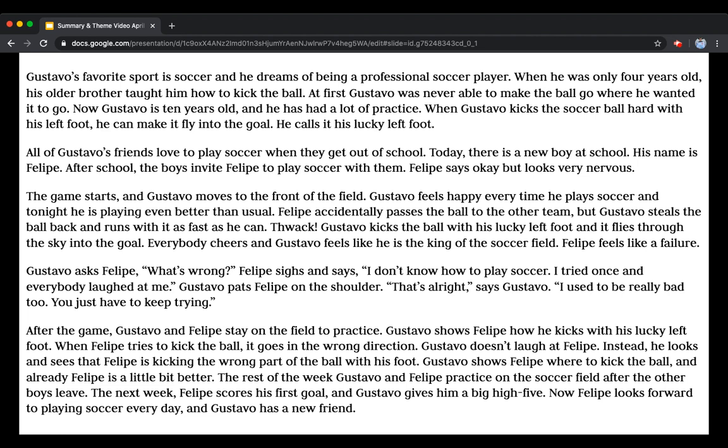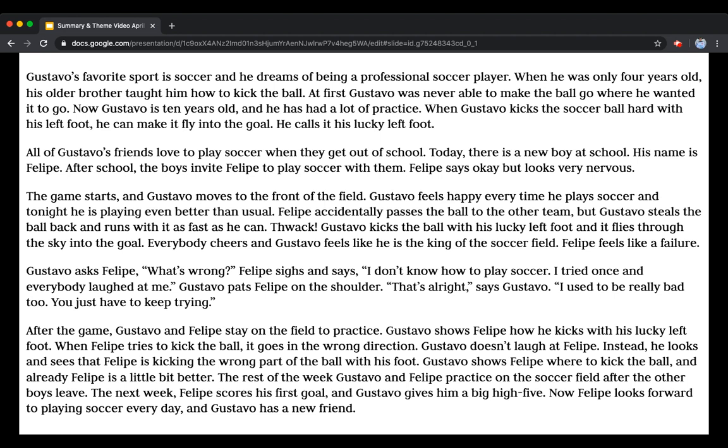Gustavo asks Felipe, "What's wrong?" Felipe sighs and says, "I don't know how to play soccer. I tried once and everybody laughed at me." Gustavo pats Felipe on the shoulder. "That's all right," says Gustavo. "I used to be really bad too. You just have to keep trying."